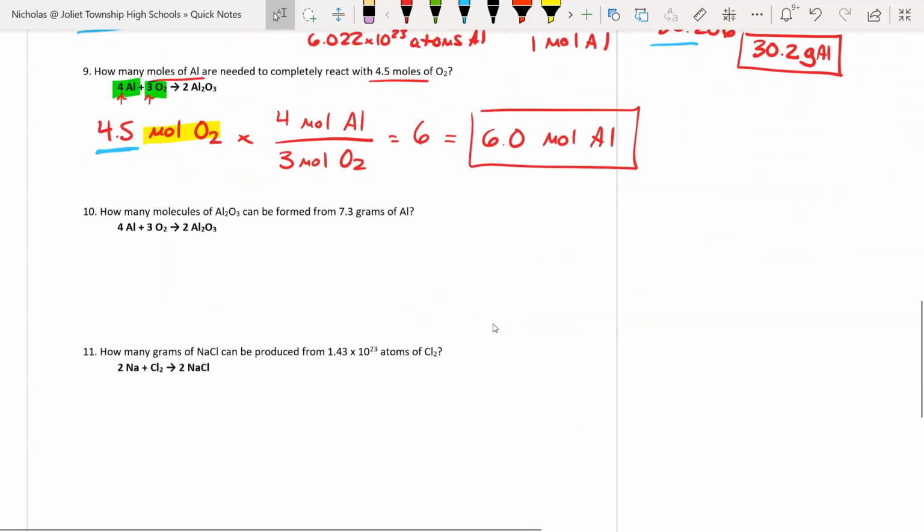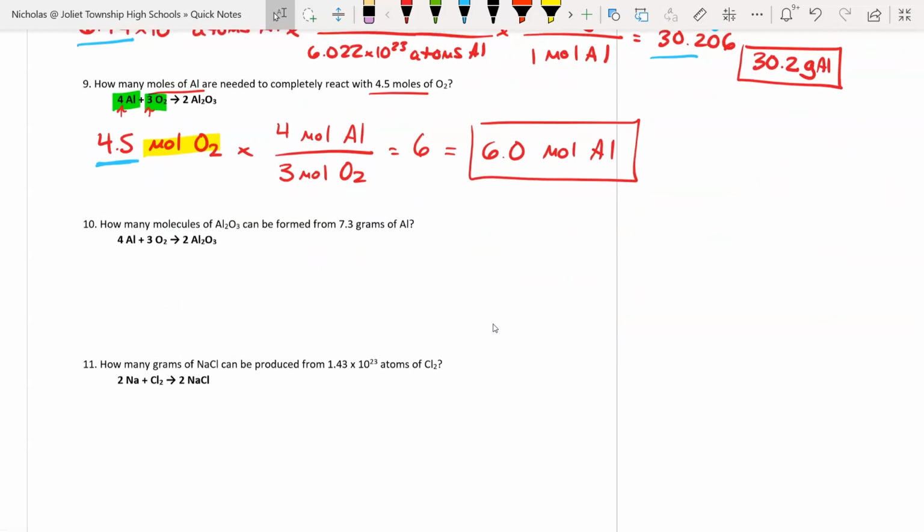Okay, we got 2 more left. For number 10, it says how many molecules of aluminum oxide, so molecules, are formed when we react 7.3 grams of aluminum. So let's start by writing out what we're given. This is always our process. Always start with the given. And then we need to first convert this into moles.